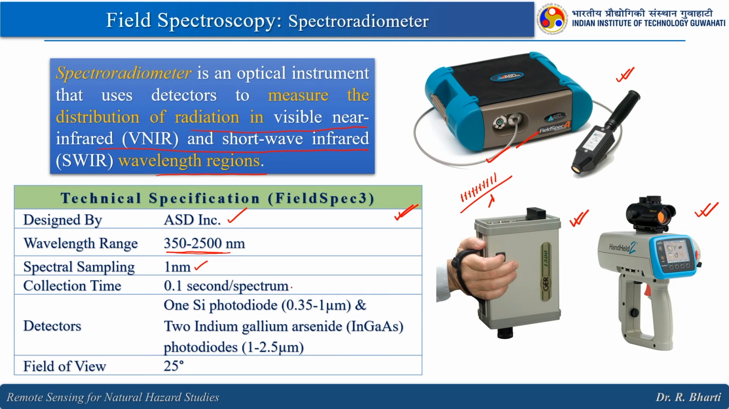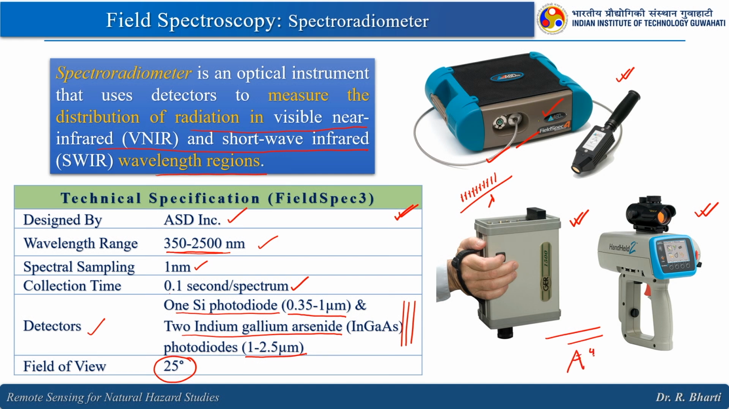Collection time, minimum time required to measure one spectra, that is 0.1 second per spectrum, and here we are using two different sets of detector. One is silicon photodiode, it works from 0.35 to 1 micrometer, and two, indium gallium arsenide, that is from 1 to 2.5 micrometer. So, these two detectors are used in this instrument to generate the data from 350 to 2500 nanometer, and the field of view is 25 degree, but such instrument comes with an option where you can change the field of view.